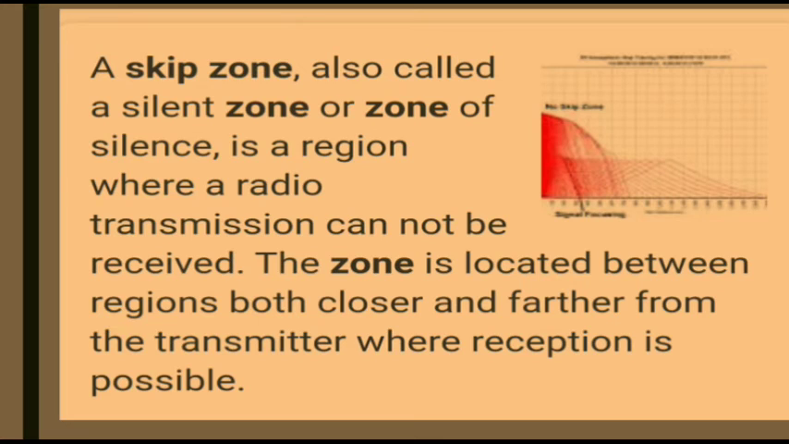A skip zone is also called the silent zone or zone of silence. It is the region where the radio signals cannot be received. The zone is located between the regions, both closer and farther from the transmitter, where reception is possible. This is the skip zone. So skip distance and skip zone are very important things in skywave propagation.